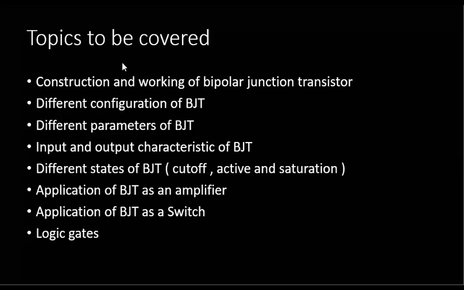The topics that we will be covering would be first, the construction and working of the bipolar junction transistor. Then, what are the different configurations of BJT? We'll be studying only one configuration. Then the different parameters associated with BJT, which are your currents and voltages. Then input and output characteristics. Now, this is very interesting. This is quite intuitive.